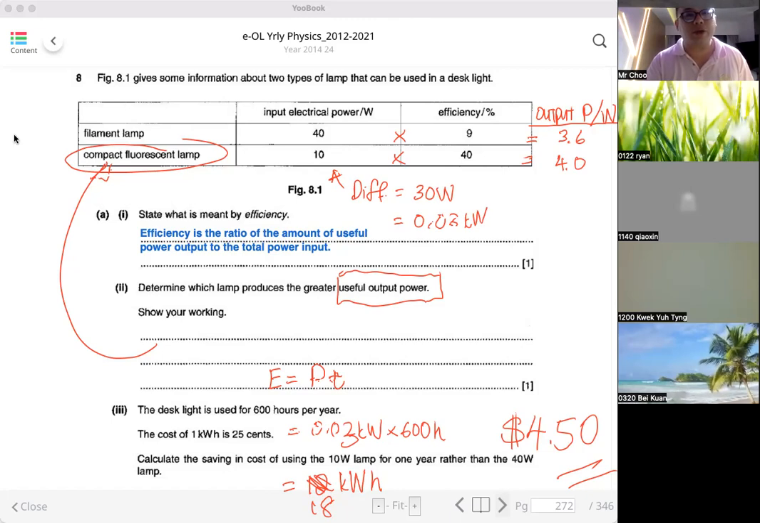Basically, if you use a compact fluorescent lamp, you only pay 150 for the lights for 1 year. But if you were to use filament lamp, you actually pay $6. So now, from the context, do you think that you save quite a bit? Instead of $6, you are just paying 150 every year if you use this lamp for 600 hours every year. 600 hours is about 1.5 hours a day. Clear? If you are clear about this, can I see your answer?